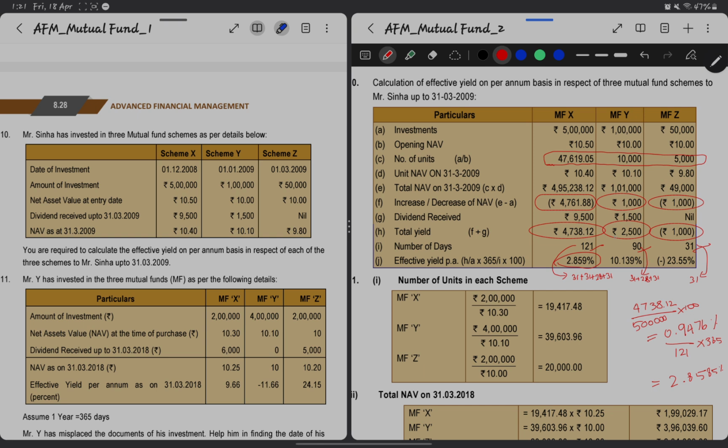In the same way, the total yield divided by the investment will give us the yield percentage for the period, but that is only for 90 days in case of the second scheme. So divided by 90 multiplied by 365 will give us the effective yield per annum, which is nothing but 10.139 percent. The same case goes with mutual fund Z also, where there is a negative yield. That's it. Thank you.